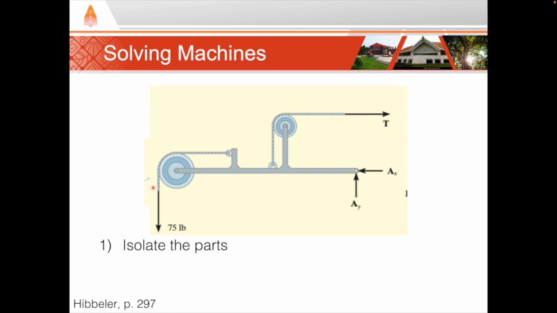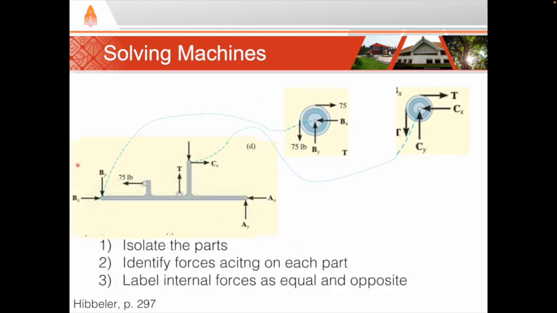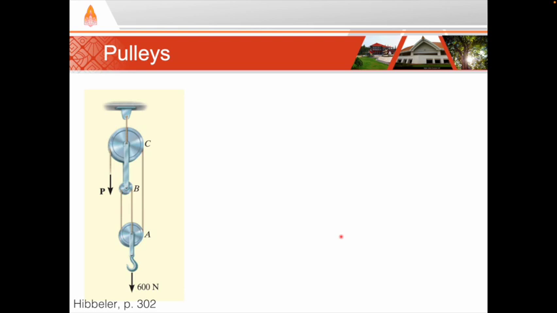Analyzing a machine is the same as analyzing a frame. We first isolate the individual parts of the machine. In this example, we can isolate 3 parts of this machine. Then we identify the forces acting on each member, as shown here, and any internal forces between members are equal and opposite. Many times, a machine contains pulleys.